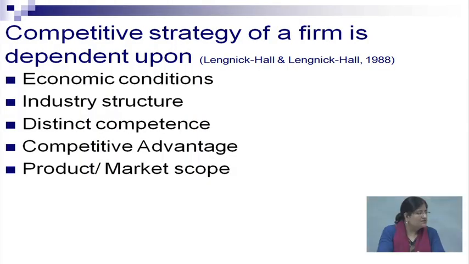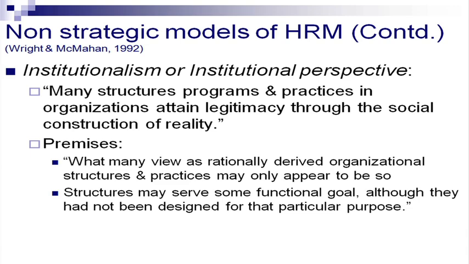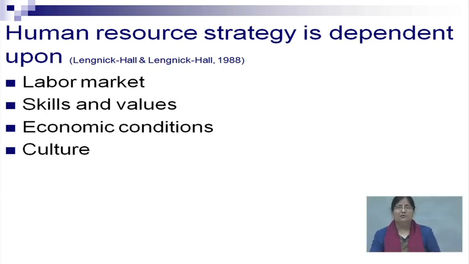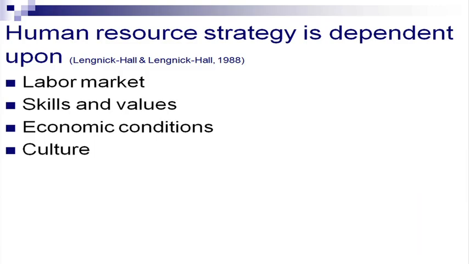Okay. The competitive strategy of a firm is dependent upon various things: economic conditions, industry structure, distinct competence, competitive advantage, and product and market scope. So, various things that determine the competitive strategy of a firm. We will not deal with non-strategic models of human resource management, but I will just tell you what human resource strategy is dependent upon. Human resource strategy is dependent upon primarily the labor market, the skills and values that people bring to the table, the economic conditions, and the culture in which the organization operates.